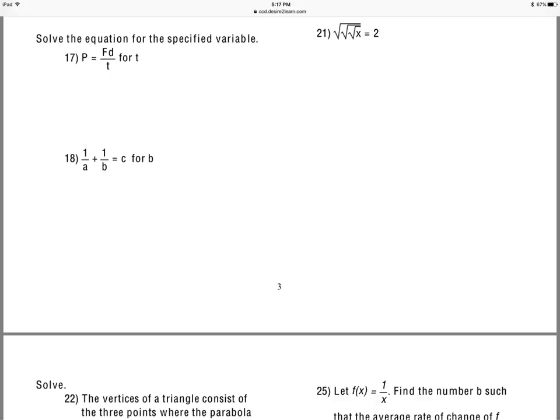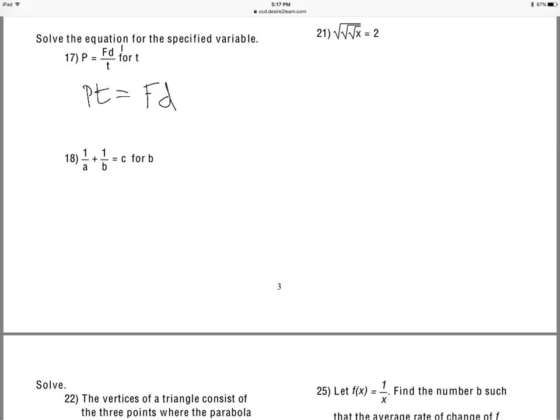Okay, this is in the rational functions section because you can see some rational terms in here. If I want to solve for t, question 17, or b, question 18, the main thing is how do you get rid of denominators? If you need to get rid of the denominators, remember you multiply by them. In other words, question 17, I'm going to multiply both sides by t. If I do that, I'll end up with pt on the left and fd on the right.